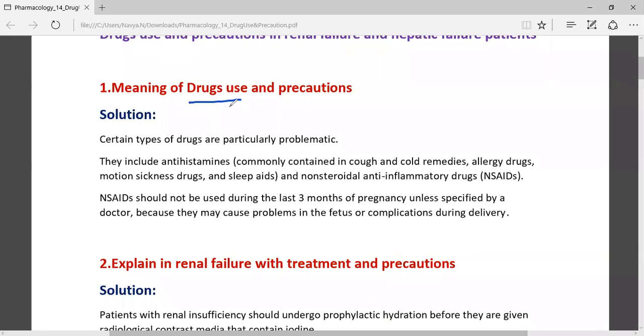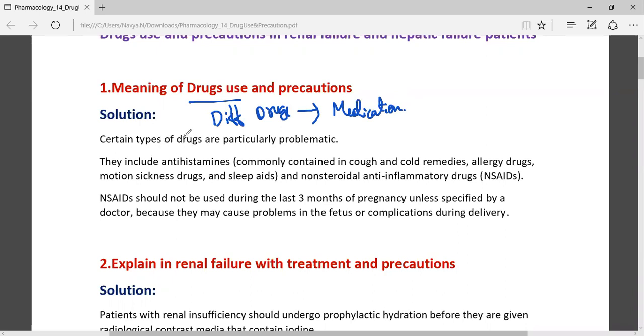The drug use. So we know that there are different types of drugs. Those are used for different medications. Not only a single medication, there are so many medications. They can be used for different purposes.